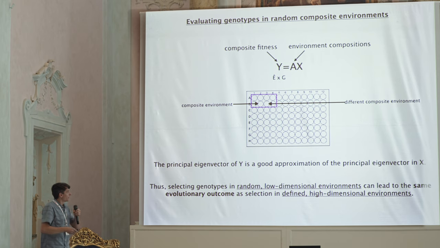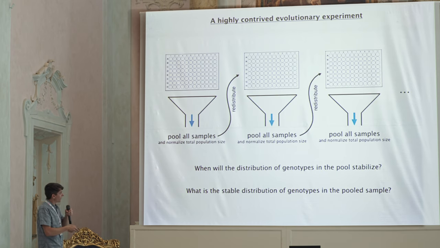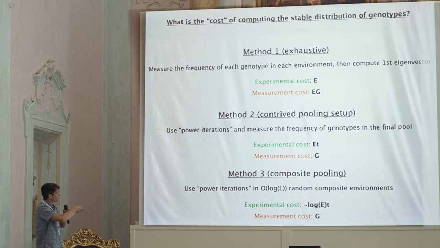Okay, so that's not explained completely because I'm roughly out of time and because I'm not actually doing it yet. Here's some cartoons for how we go about it. The big exhaustive experiment involves setting up E different experiments, that's the number of selective environments, and then you have to measure the abundance of all G genomes in each of E environments.